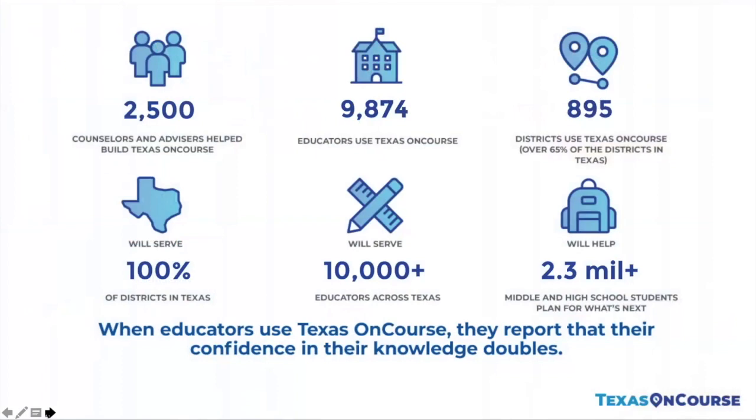As of this morning, we have 9,874 educators that are using Texas OnCourse. As many of you know, our resources were built by an original 2,500 counselors and advisors across Texas. We're also in almost 900 districts across Texas. So we've seen some really great progress, and pretty soon we are hoping to reach 10,000 educators, and I have a feeling that's going to happen really quickly. We're almost there. We have about 125 more.